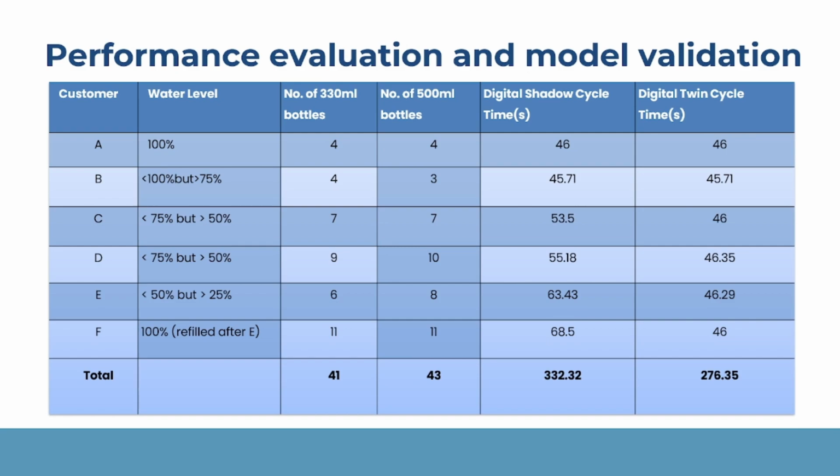So the 2 models, the digital twin and the digital schedule, were developed, and they were given the same customer orders as inputs. There were 6 customers in total, from customer A to F, and as you can see, the total cycle time shows that the digital twin calculated a cycle time that is much less as compared to the digital shadow.